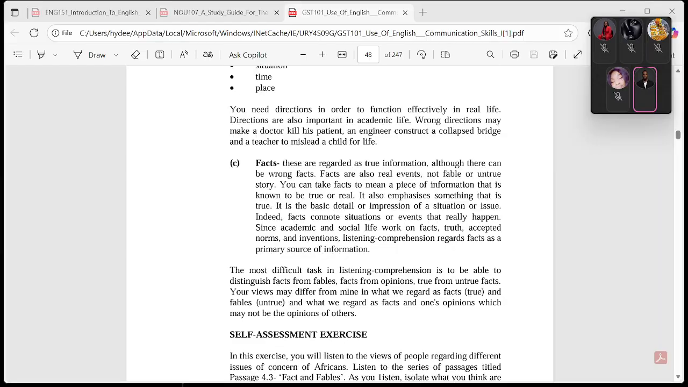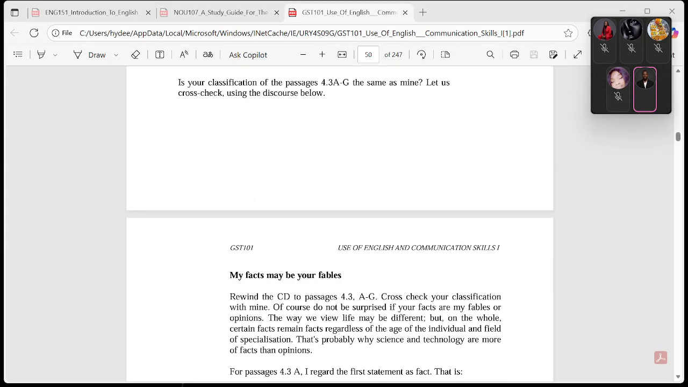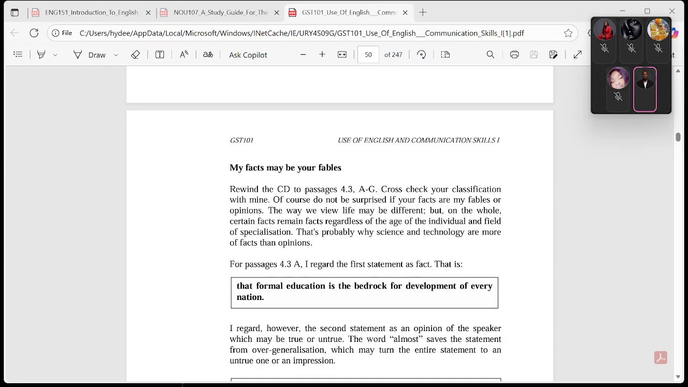So under the same unit, they gave some examples, like someone's facts may be your fables. Okay. But you have to check the classification. You have to distinguish if this is true or this isn't. Now, for facts, they are universally true. When I say universally true, everywhere you check for that same information has to tally. Meanwhile, fables, it won't really tally.